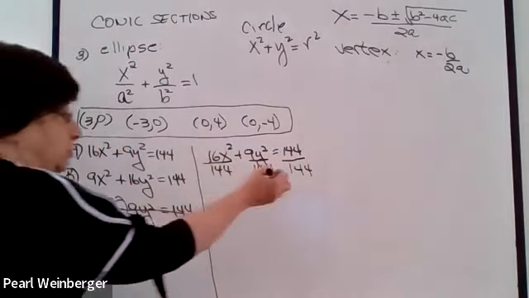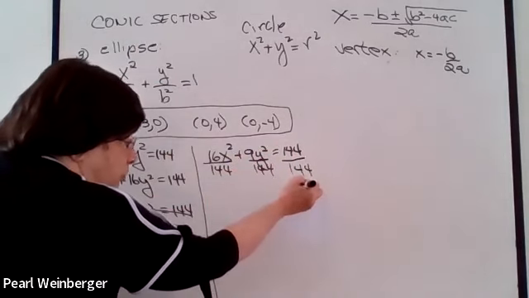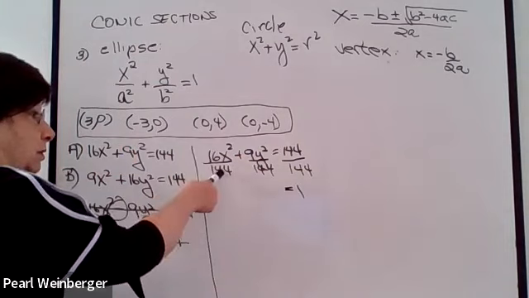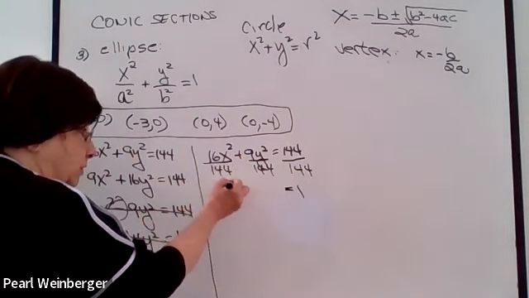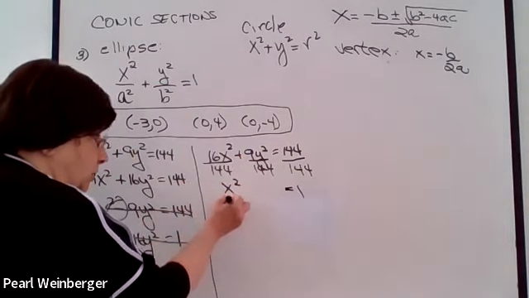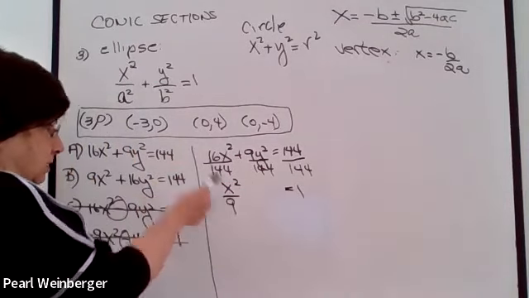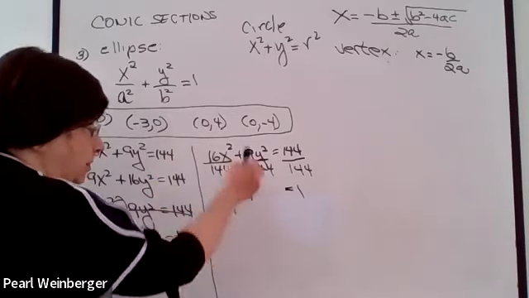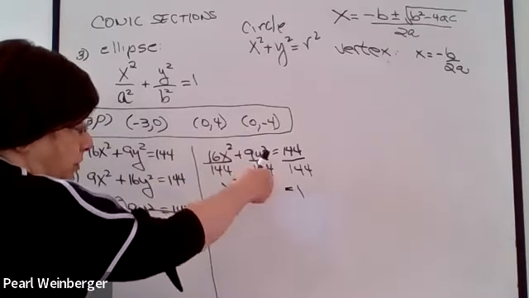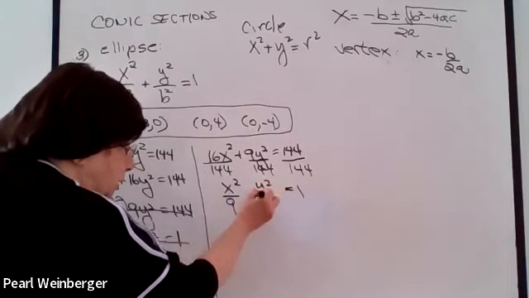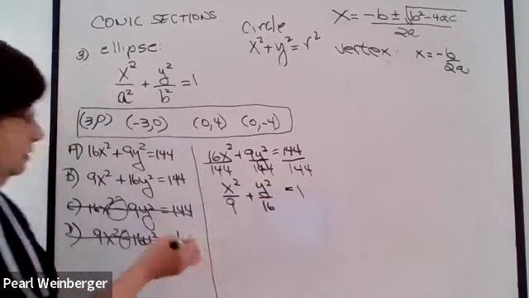And remember how this usually turns out. Over here, the 144 gives us 1. Here, the 16 over the 144 is going to give us x squared over 9. You could just check that out. 144 divided by 16 is 9. And the 9 over the 144, when you divide the 144 by 9, you get 16. So this gives you y squared over 16.